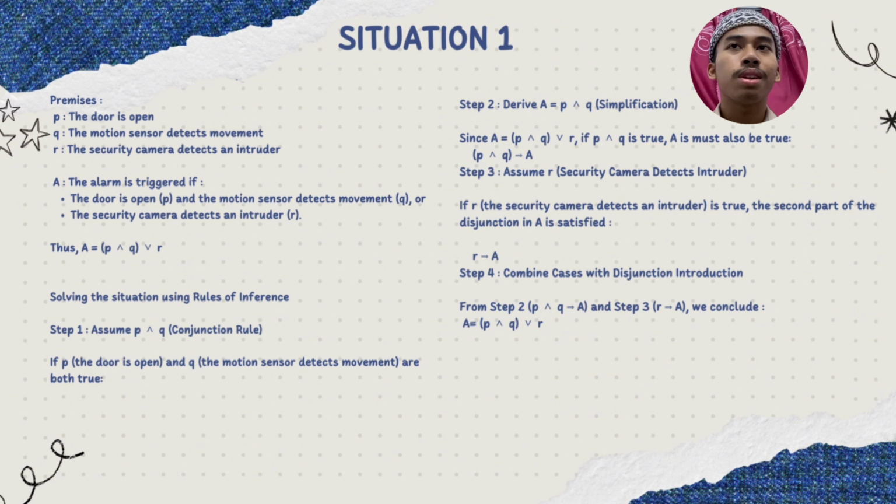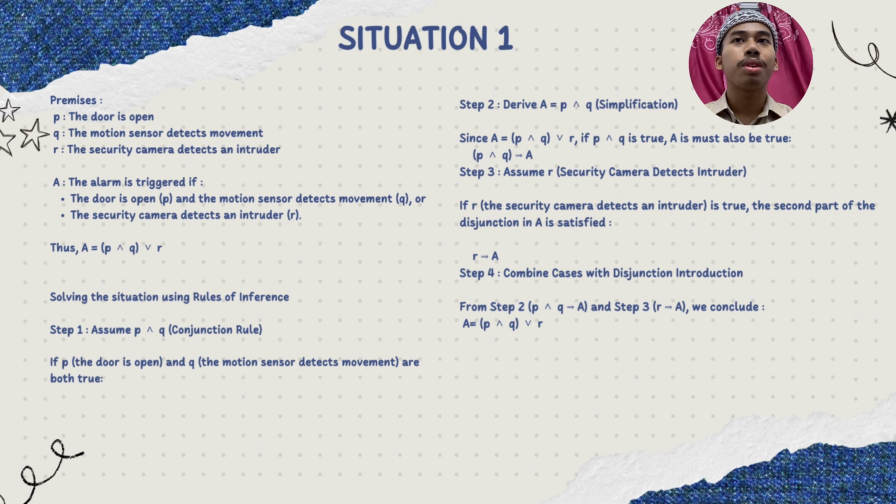The next step is assume R. So, we will make R true. Using this assumption, we can state that R alone is enough to trigger the alarm. This satisfies the second part of this disjunction A equals P and Q or R. As the result, we have R implication A.